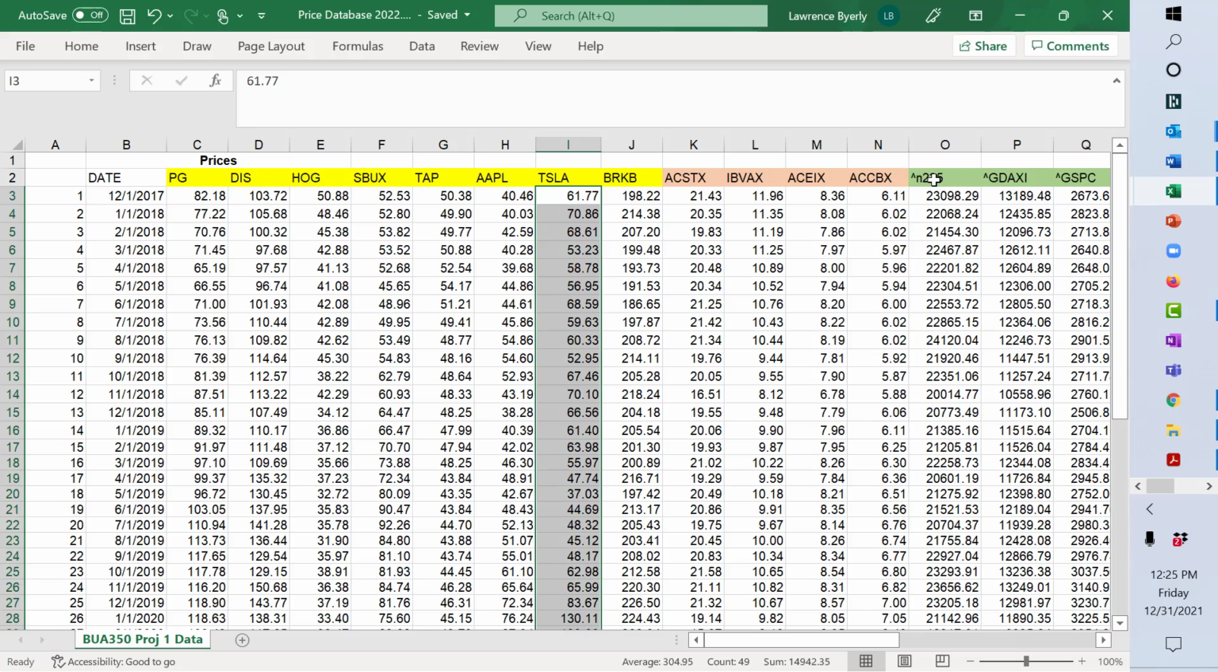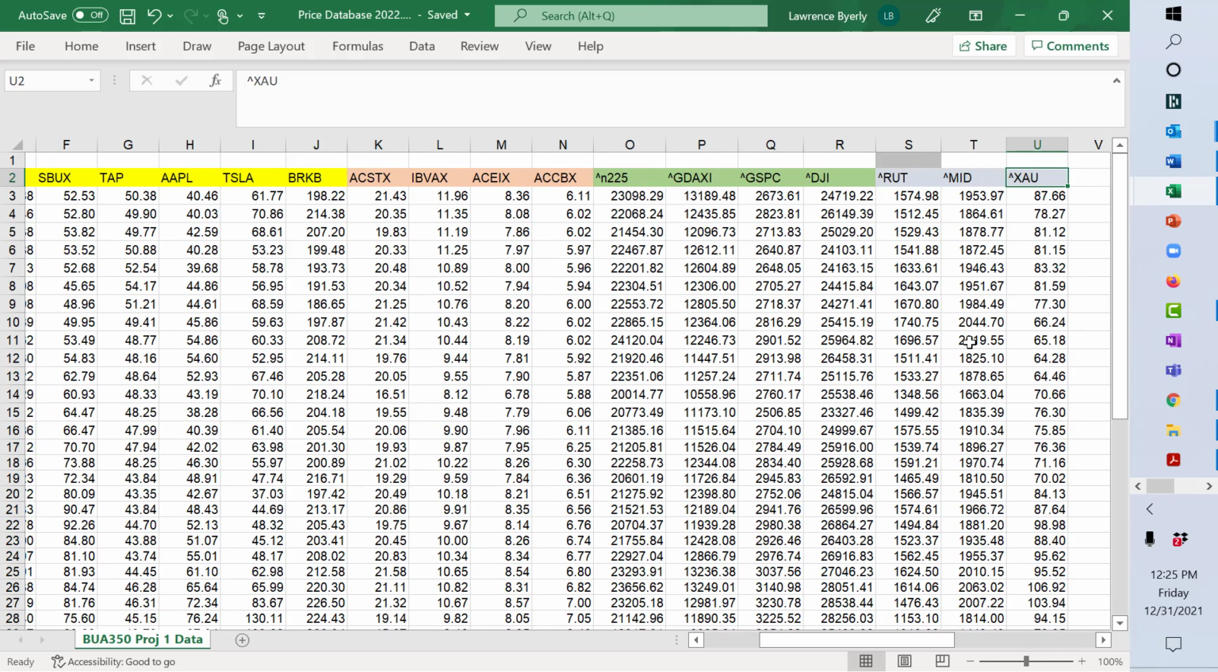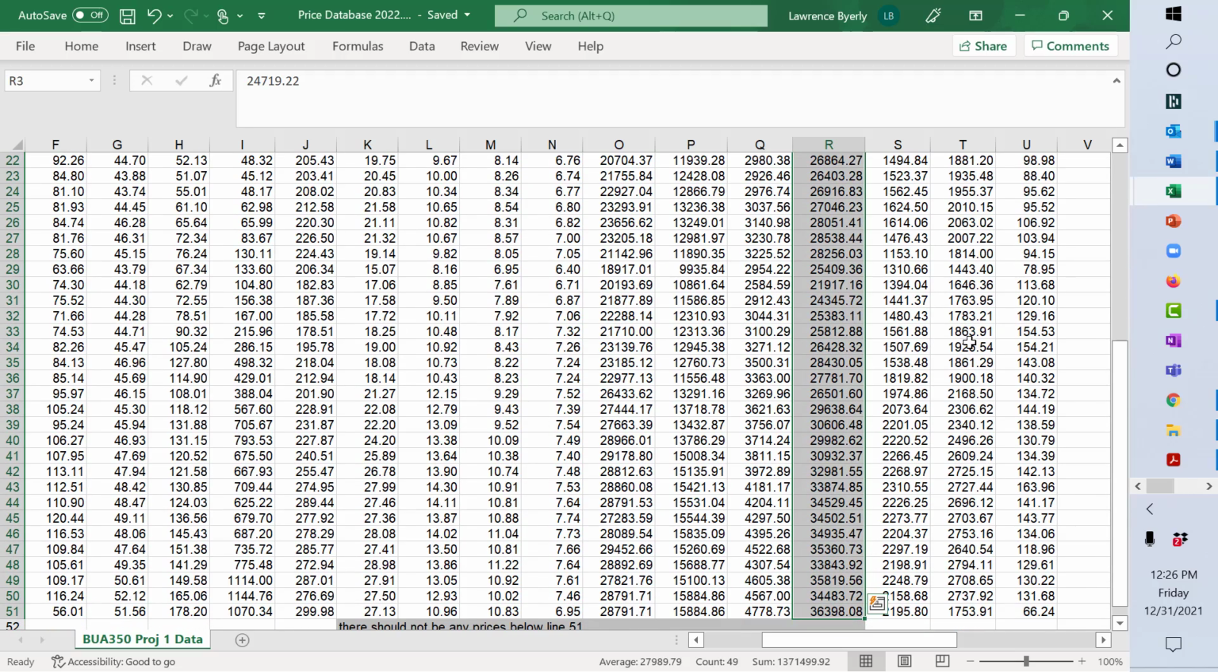Well, we could use the Japanese index, the German index. Here's the S&P 500. There's the Dow Jones Industrial Average. We have small caps, mid caps, right? So all of these are different kinds of indexes. So let's compare it. Let's do something a little different. Let's compare it to the Dow Jones Industrial Average.